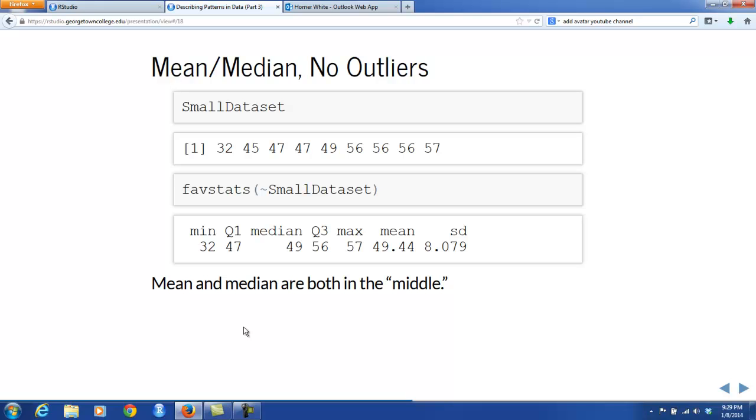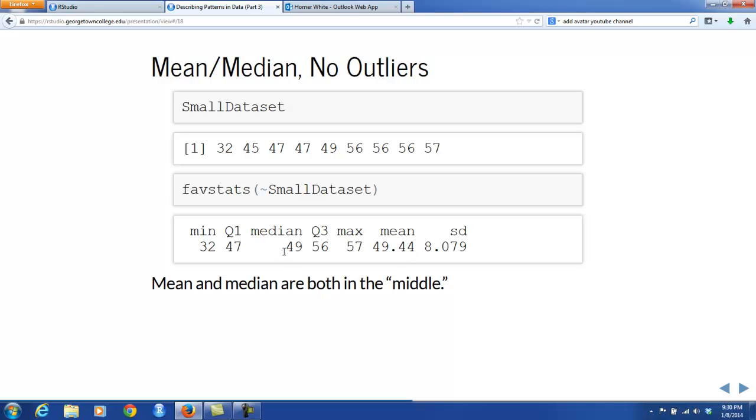Let's also think about what happens without and with outliers in a distribution. Recall that outliers are values that are a good bit bigger or a good bit less than most of the other values in the data set. Let's first make a small data set just consisting of these numbers here. And if we apply favstats to it, then we get this numerical summary.